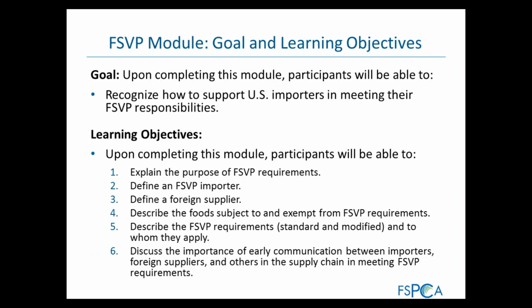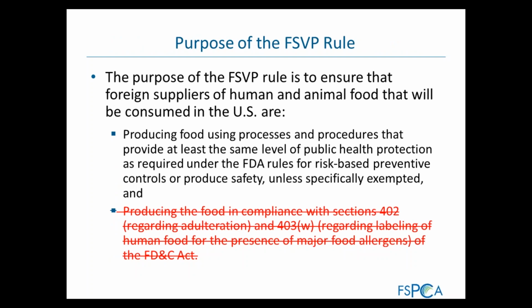So we're going to talk about this rule and explain what the requirements are. We're going to go through some definitions of terms and roles as they apply to this rule and describe what foods are subject to the rule or exempt from the rule and what the requirements are, both standard and modified, and discuss the importance of communication between importers, foreign suppliers, and other parties in the supply chain in order to meet the intent of this rule.